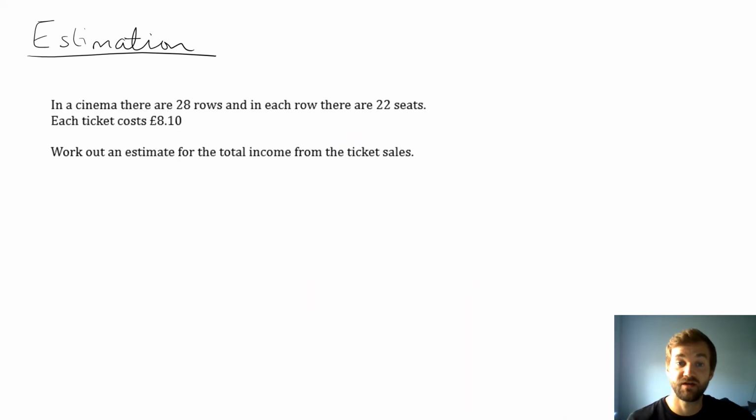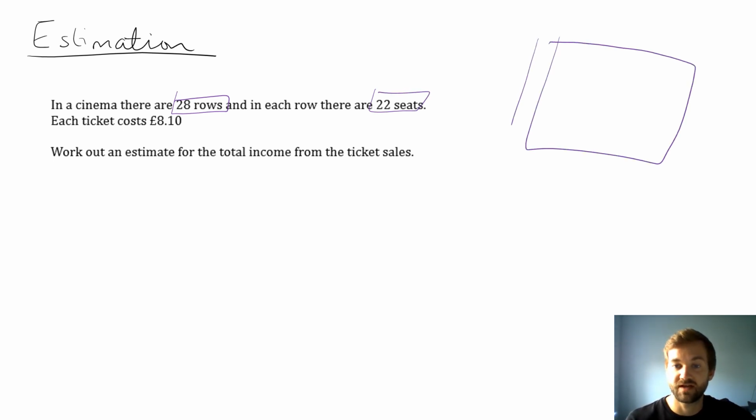Let's look at estimation and worded problems. So in the cinema, there are 28 rows, and in each row there are 22 seats. So if I was to draw a bit of a diagram of this cinema, not necessarily knowing it's rectangular, but in this case we're assuming so because it doesn't tell us any different. We've got 28 rows and we've got 22 seats going that way. Each one costs £8.20. Work out an estimate. Well, let's work out how many seats we've got. So if we've got 28 going up, we've got 22 going across. That means we've got 28 times 22 seats.